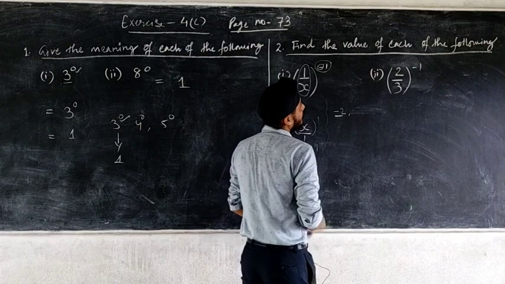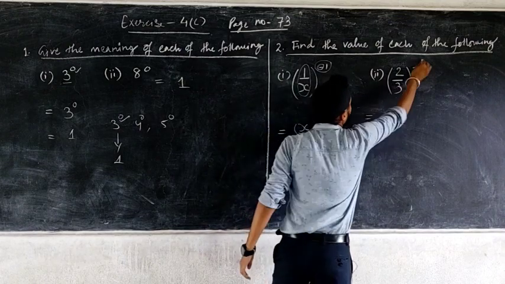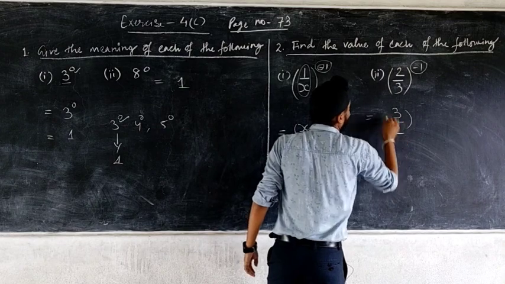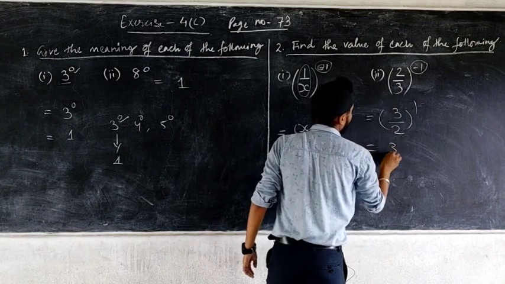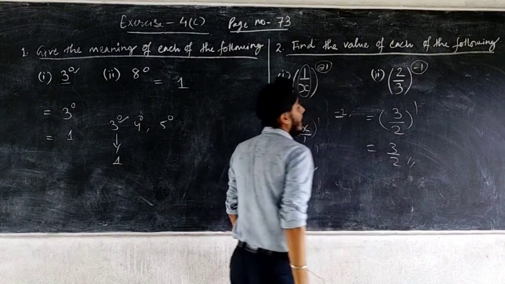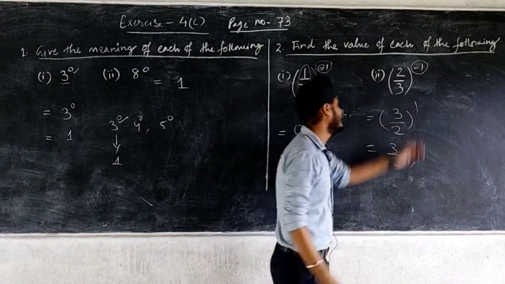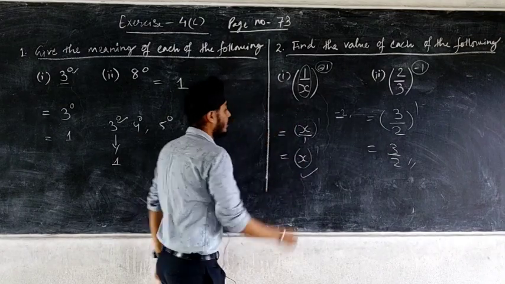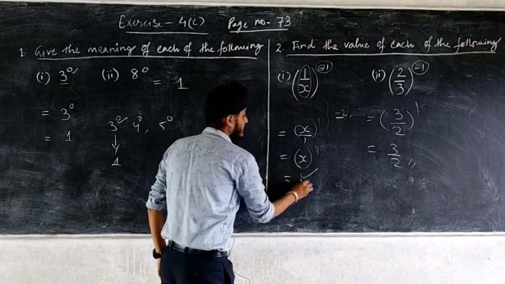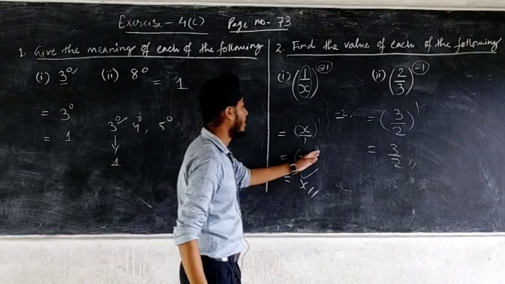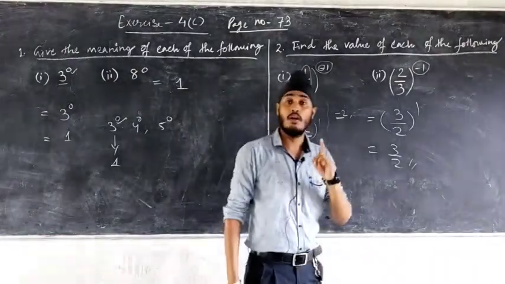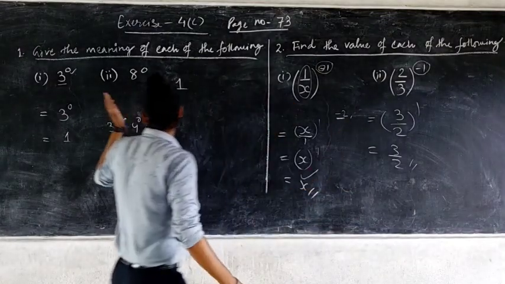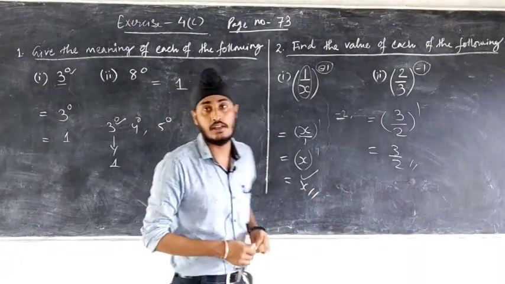So it's given 2 by 3 raised to -1. So in order to remove this -1, what will you do? You will take the reciprocal, that is 3 by 2 raised to 1. So the answer will be 3 by 2 only, because power 1 means it is multiplied 1 time. In this case also x raised to 1 is x, because x raised to 1 means x is multiplied 1 time. So the answer will be x. So this way question number 1 and question number 2 are done.